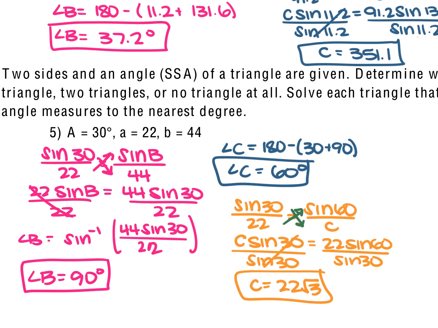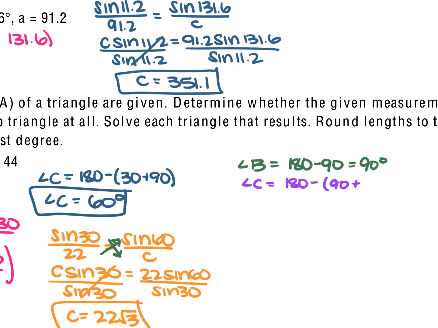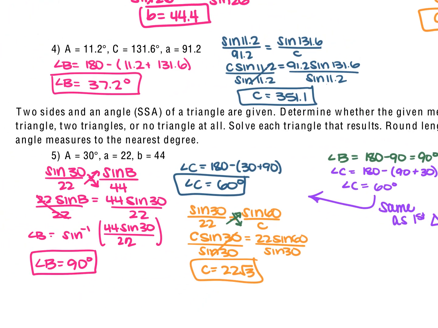If we check to see if we have another triangle, we can do that. Angle B is 180 minus 90, which is 90 degrees. From here, we would find angle C by doing 180 minus the sum of 90 and 30. So that would give you angle C is equal to 60 degrees, which is the same as the first. So there's no need to keep going. So we would have the same triangle. So there is just one triangle here.